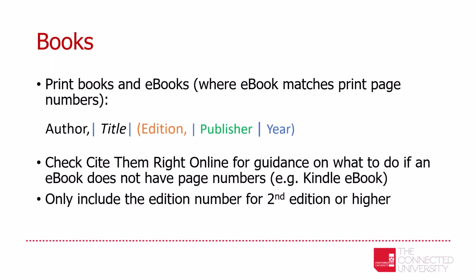For print books and ebooks, where the ebook matches the print page numbers, we need to gather the author's name, the title, edition if applicable, name of the publishing company, and year of publication. Check Cite Them Right online for guidance on what to do if an ebook does not have page numbers, for example, a Kindle ebook. You should only include the edition number if it is for the second edition of the book or higher.